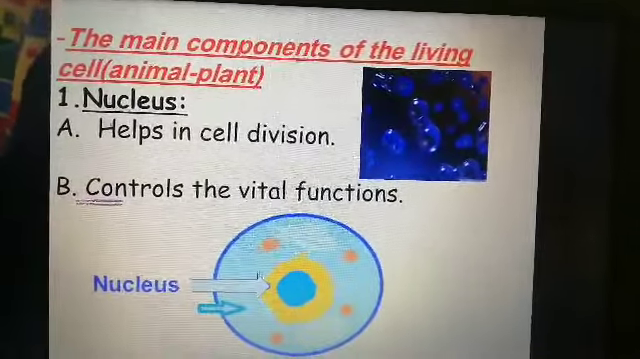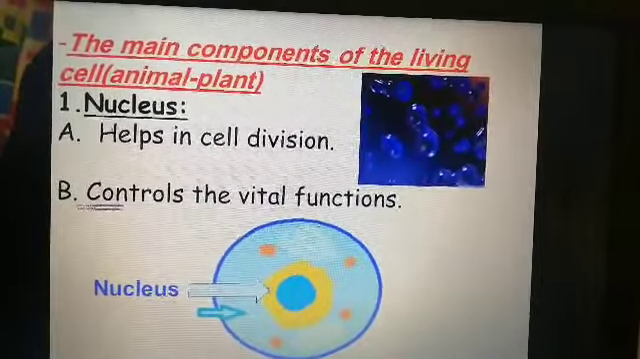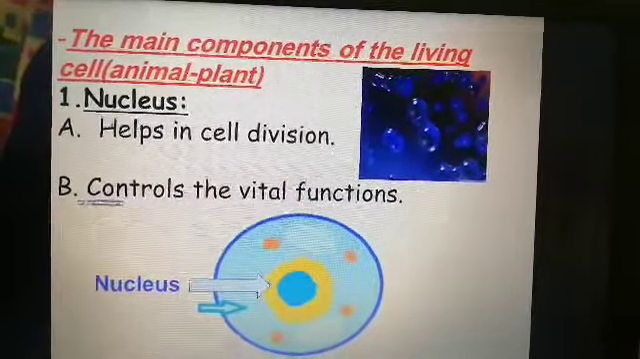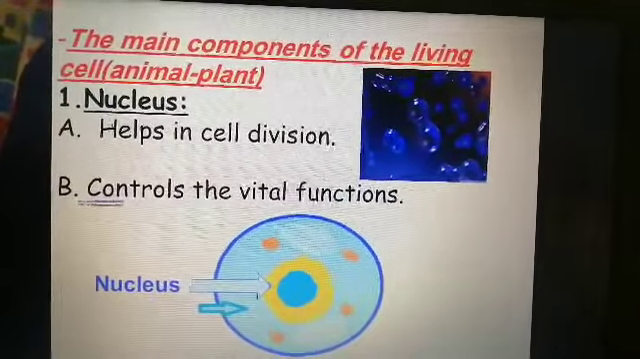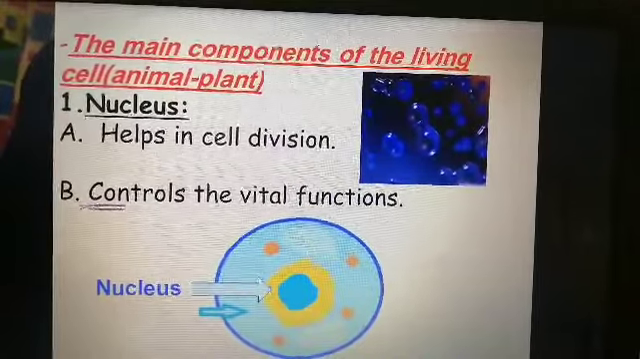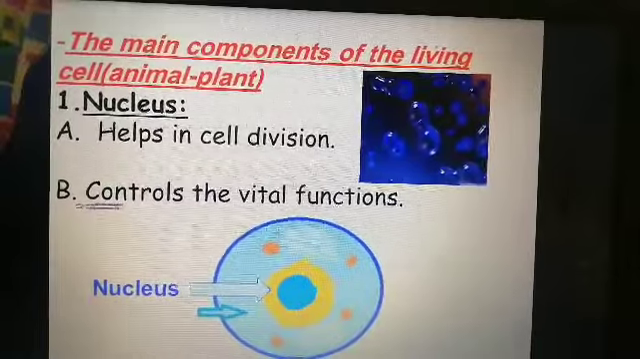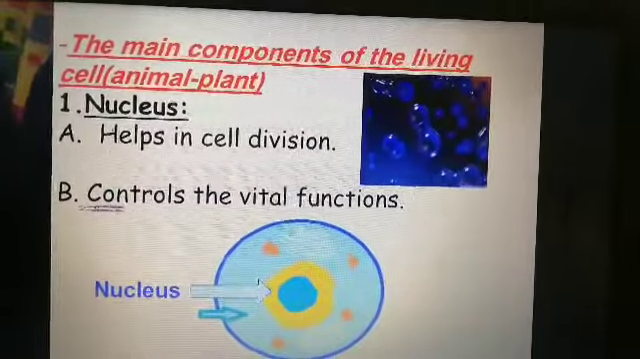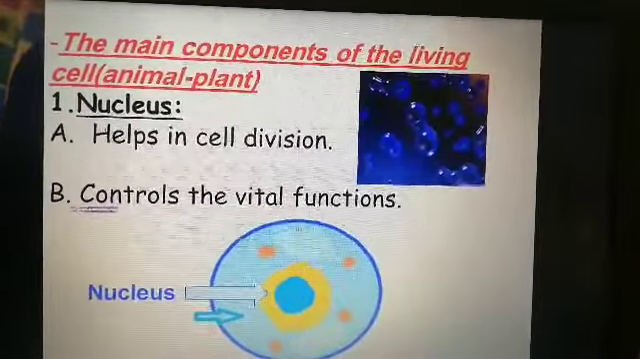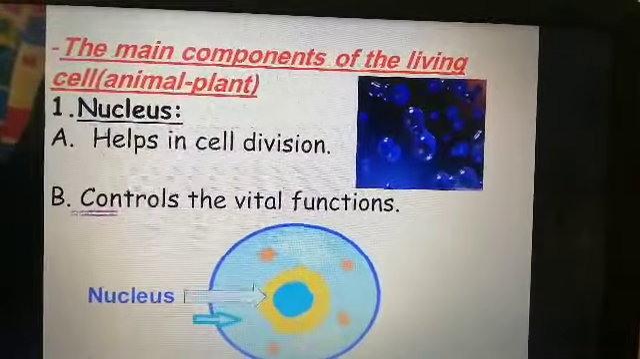Now, the nucleus, which is a very important component inside the cell, is responsible for cell division. If we lose any cell or any cell is damaged, the nucleus makes the cell divide to replace the lost cell. It is responsible for controlling all the vital functions such as digestion, respiration, all these biological operations are controlled by the nucleus. This is the nucleus, the dark body.